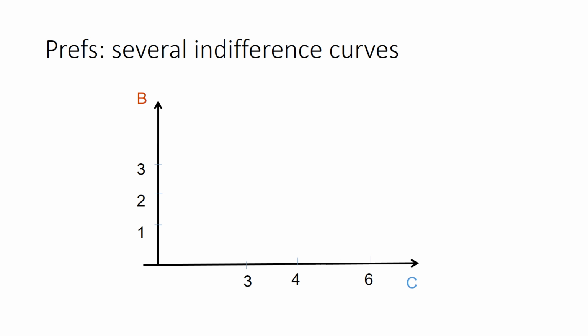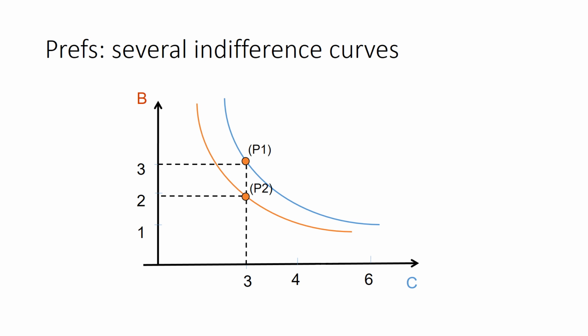When you have several indifference curves, the question is to know which one is going to be preferred over another one. So let's take this example here. We have an indifference curve which is in blue, in which you have basket of goods P1, and then an indifference curve that's in orange with a basket of goods P2. Which one do you think is going to be preferred by the consumer? Clearly, basket of goods P1 is going to be preferred by the consumer because basket of goods P1 provides 3 books and 3 concert tickets, whereas basket of goods P2 provides also 3 concert tickets, but only 2 books.